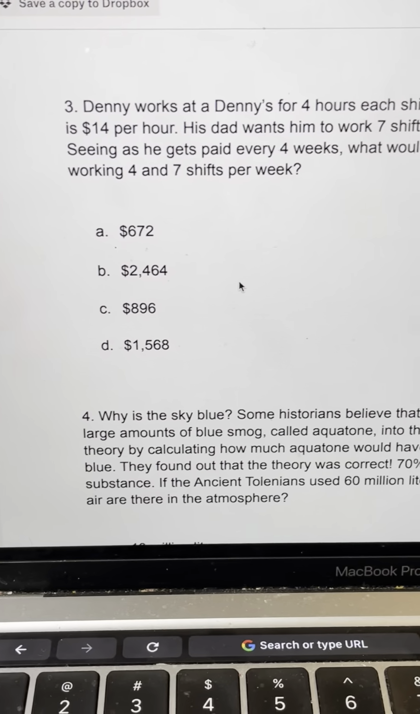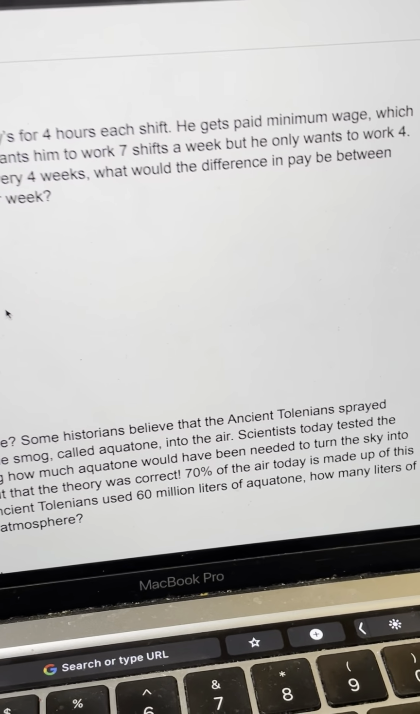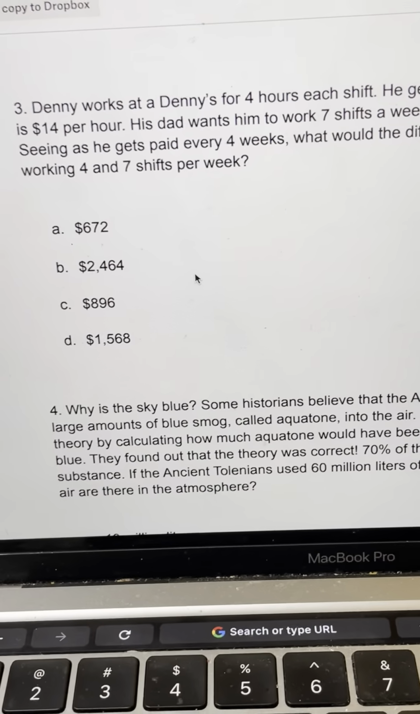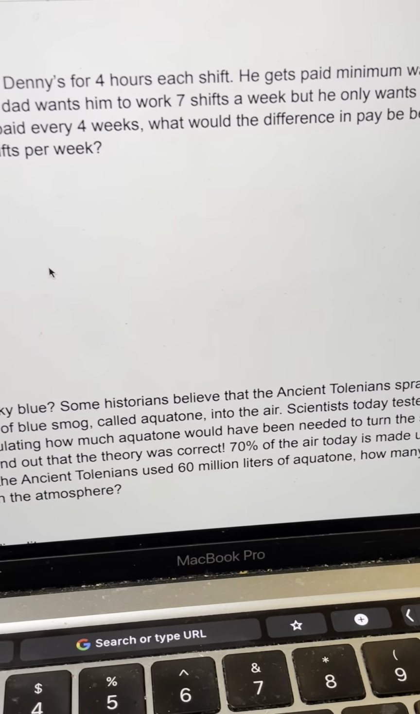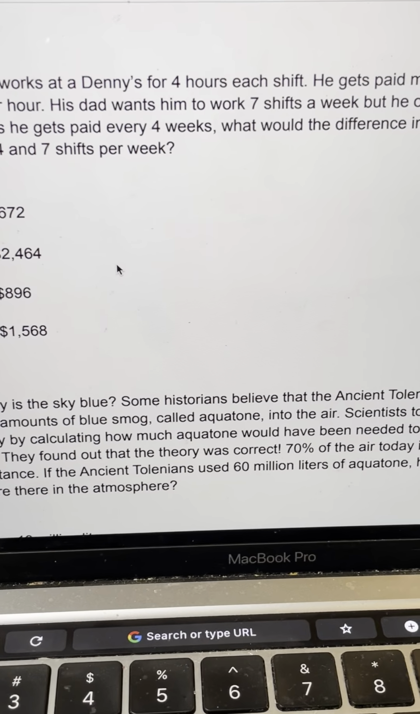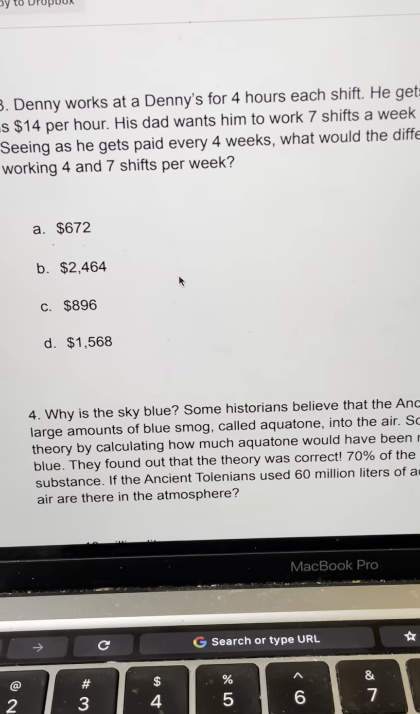Denny works at a Denny's for 4 hours each shift. He gets paid the minimum wage, which is $14 per hour. His dad wants him to work 7 shifts a week, but he only wants to work 4. Seeing that he gets paid every 4 weeks, what will be the difference in pay between working 4 and 7 shifts per week?